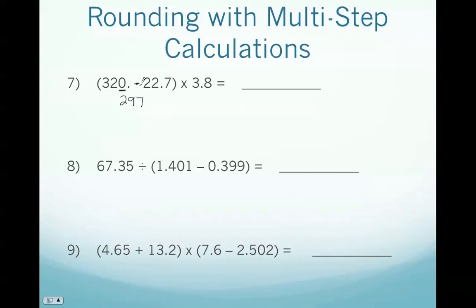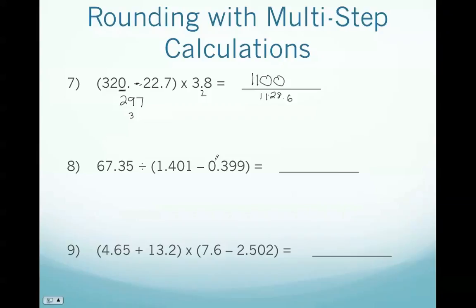When I then take 297 times 3.8, I get an answer of, and I'll just place this right below the line, 1,128.6. Because this has 3 sig figs and this has 2 sig figs, my answer also has to have 2 significant figures. So that's going to be 1,100 in order to show my 2 sig figs, which is based on my multiplication rule.